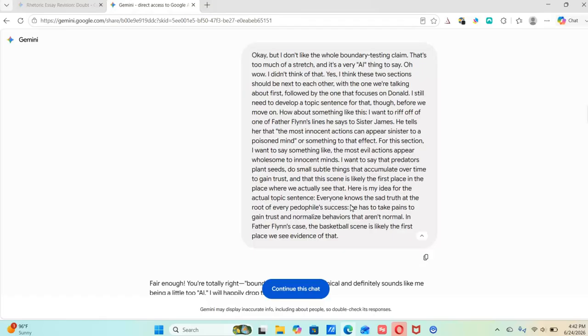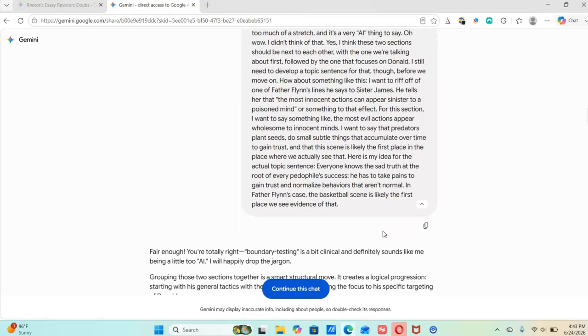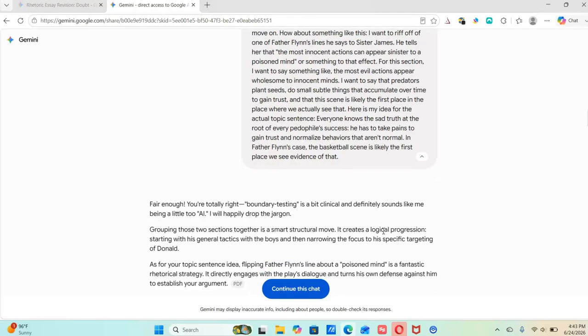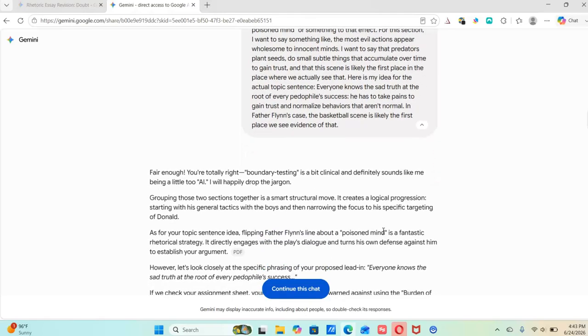Everyone knows a sad truth at the root of every pedophile's success. He has to take pains to gain trust and normalize behaviors that aren't normal. In Father Flynn's case, the basketball scene is likely the first place that we see evidence of that. So that's my idea for a topic sentence in that section right now.